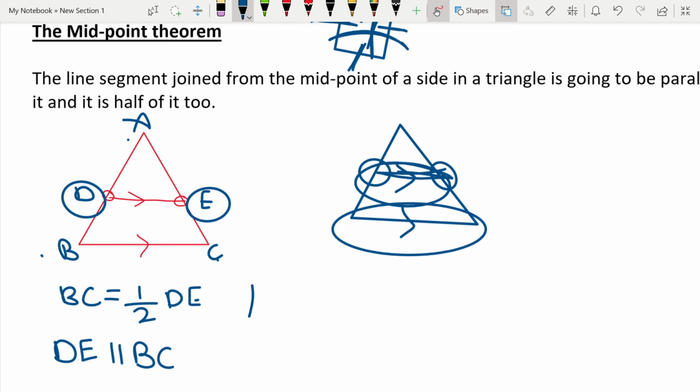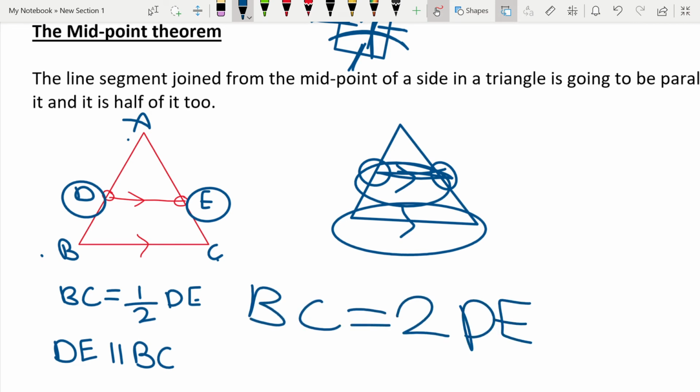BC is equal to 2DE, meaning the double of DE will be equal to BC. Then DE is parallel to BC. Parallel sign again. Let's move on.